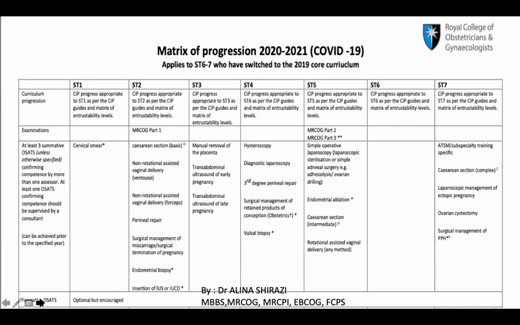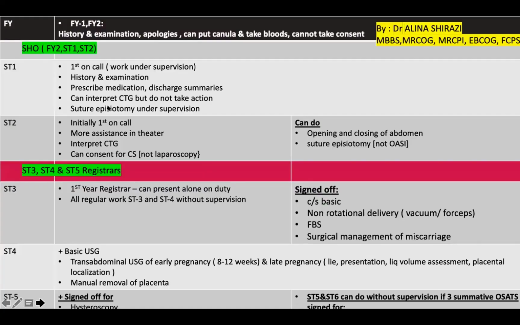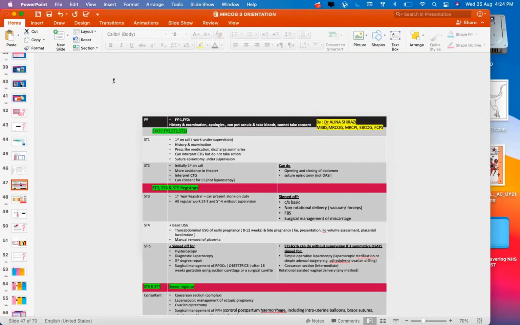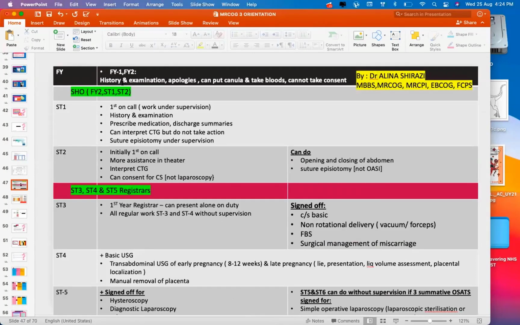Just one moment, I'm going to show you my table as well. If you can all see, just one second. At the level of FY1 and FY2, they are usually expected to take only history and examination. They can do apologies if the patient has to wait long. They pass the cannula and take the blood, but they are not allowed to take consent. Everyone, not allowed to take consent.